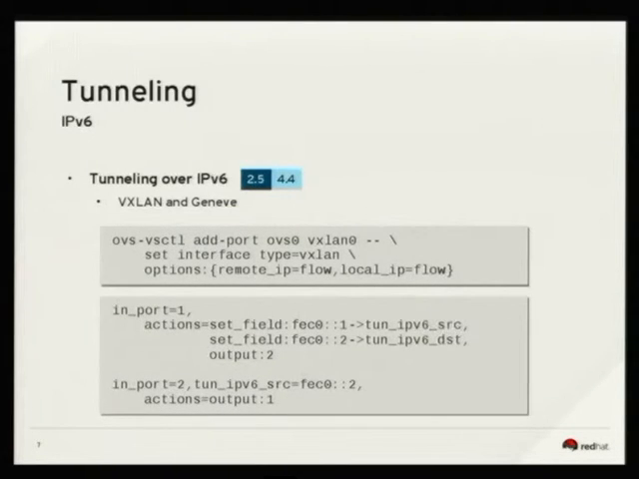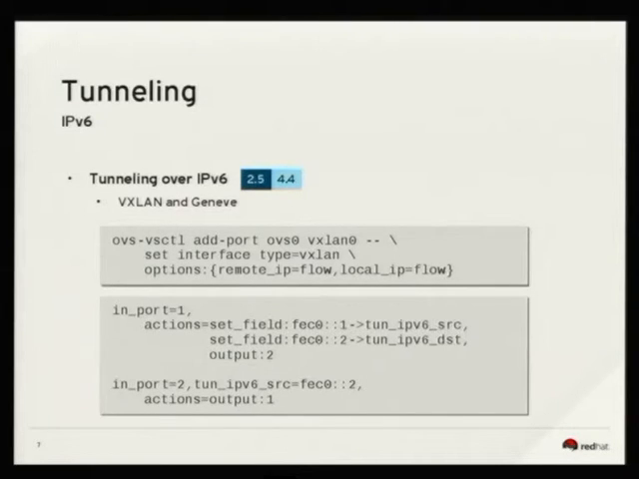Another new thing is tunneling over IPv6. Up to now, OVS did not support tunneling over IPv6 at all, so this is new stuff. Again, it will be in the upcoming 2.4. You also need kernel 4.4 for that. So that means this is the current kernel, the newest released one.